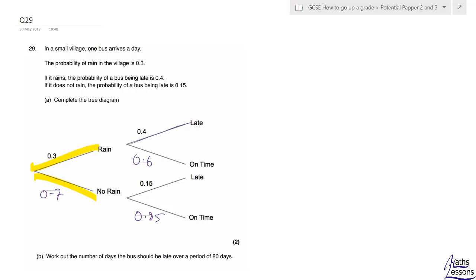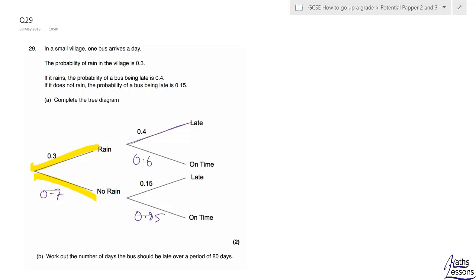You can remember pairs of branches, and if you have 3 branches in a section, then those 3 must add up to 1. Okay, you must be certain. It must be certain if all events are covered. Work out the number of days the bus should be late over a period of 80 days. So we ought to work out the probability it's late first.